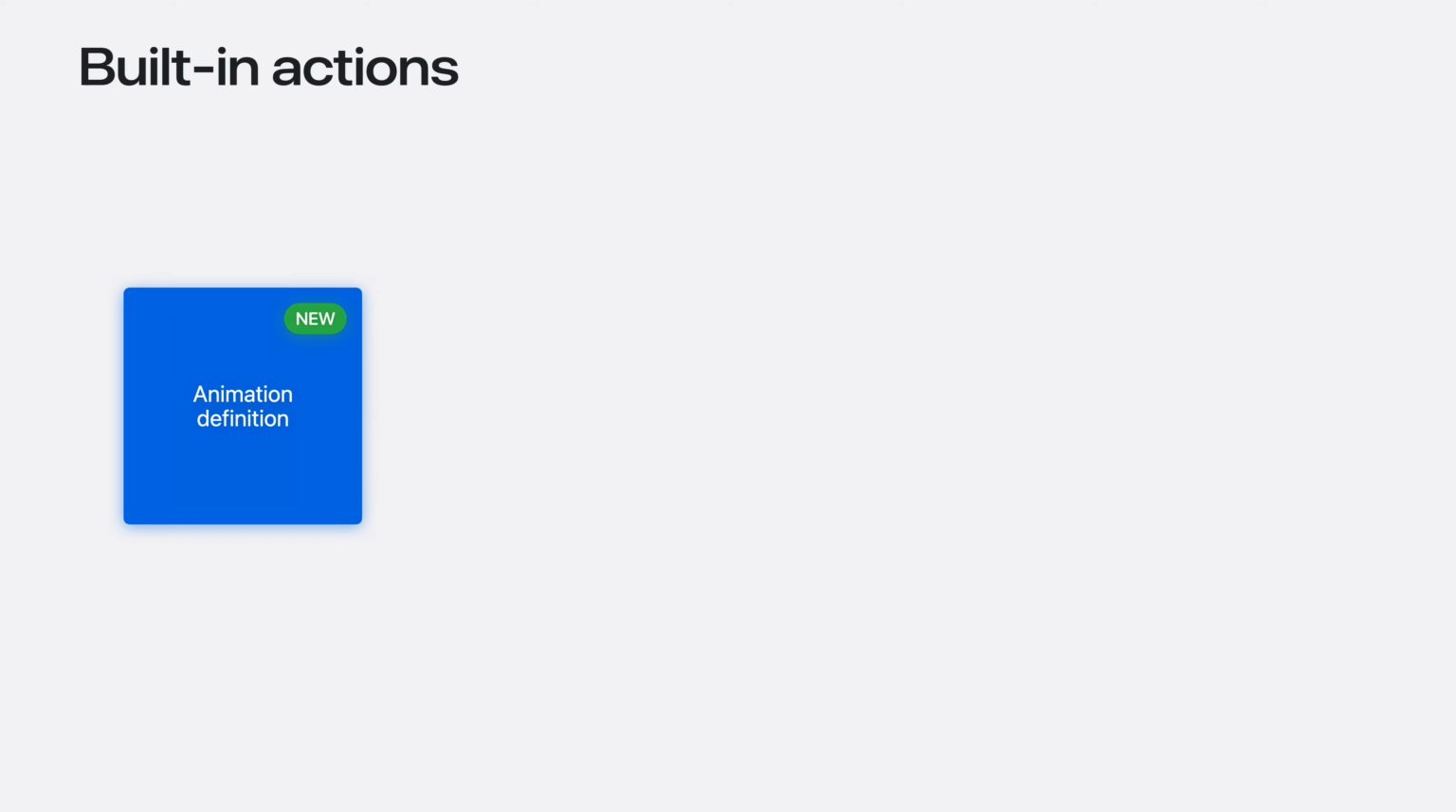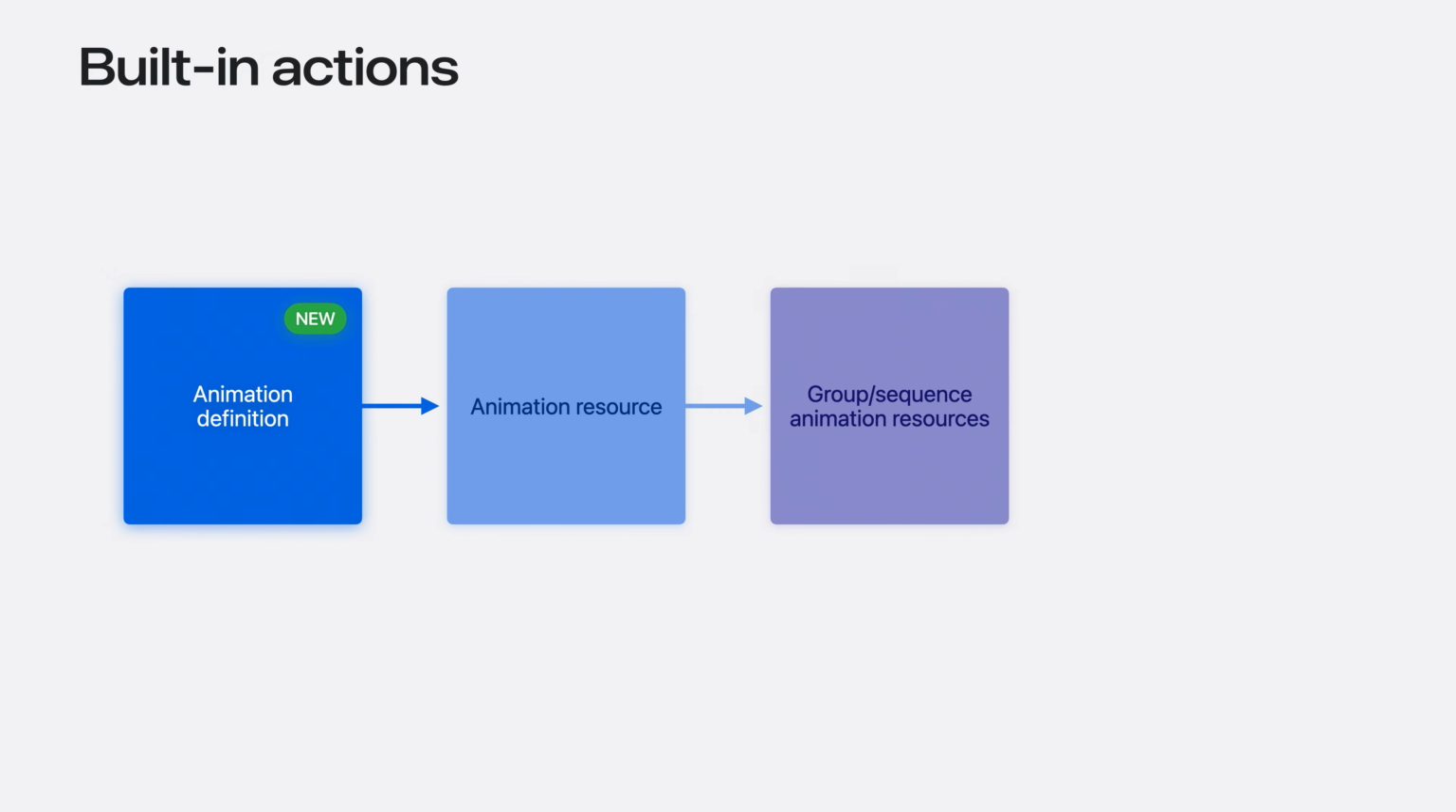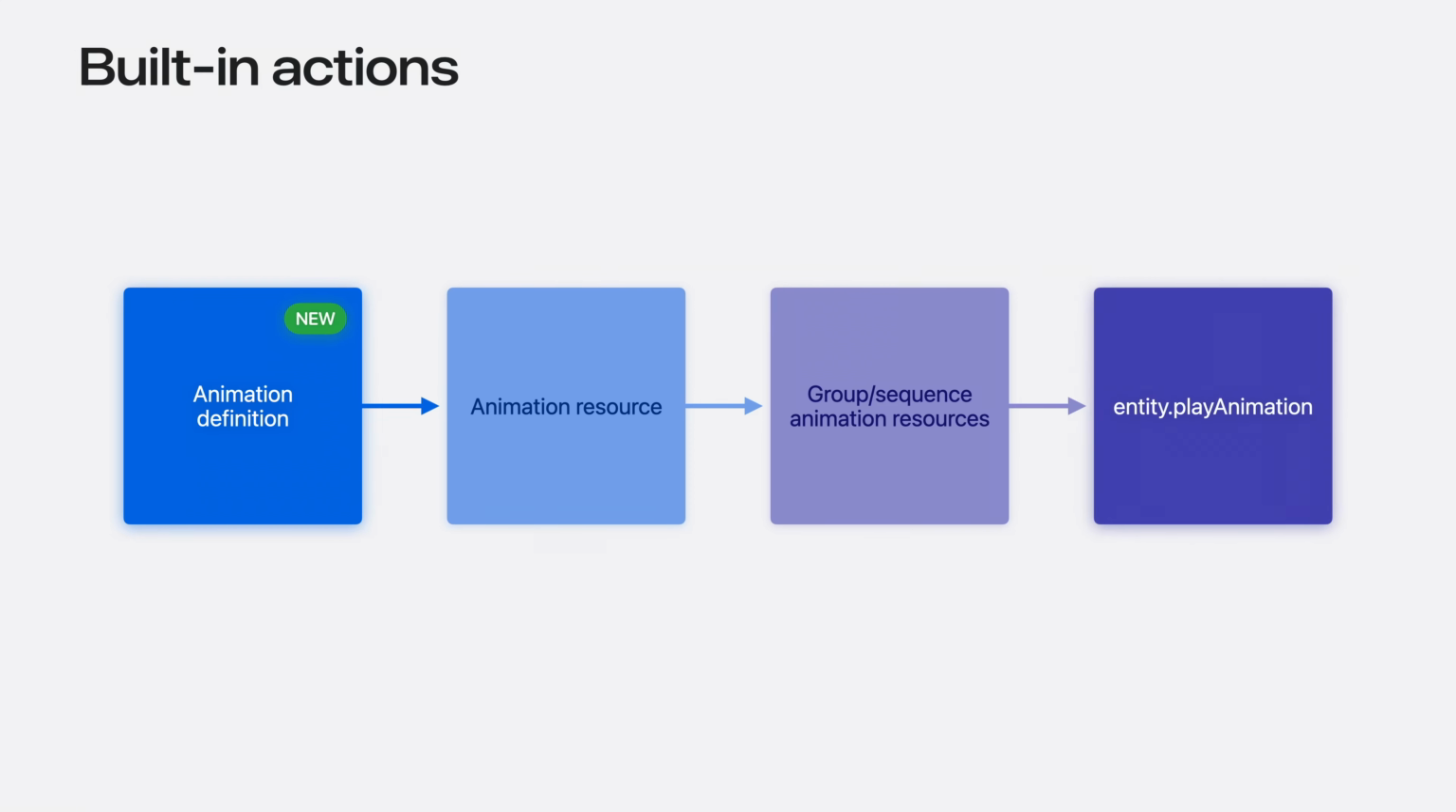To use the built-in actions API, you will first create an animation definition for an entity using a built-in action. Then, you'll create an animation resource from the definition. Group the animation resources that you want to play at the same time, and sequence the animation resources to be played in a certain order. Last, you will call play animation on your entity. Let's check out how to do this in code.